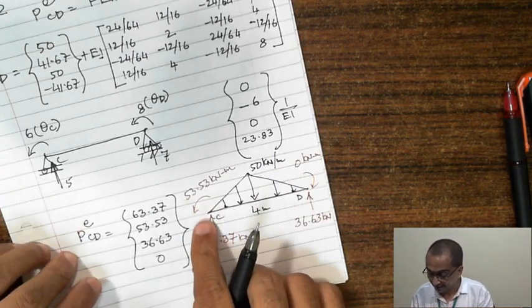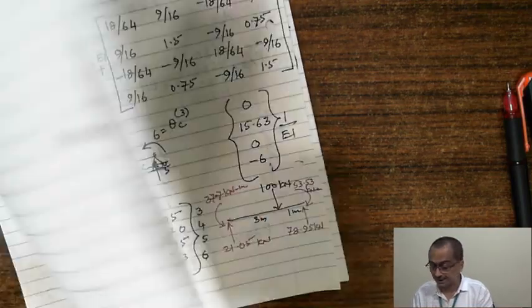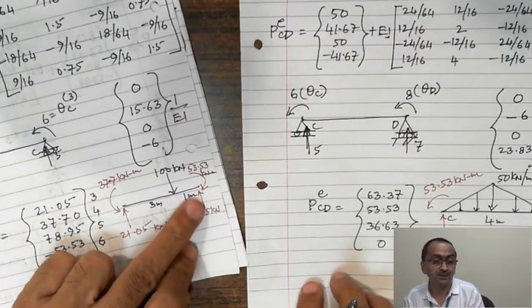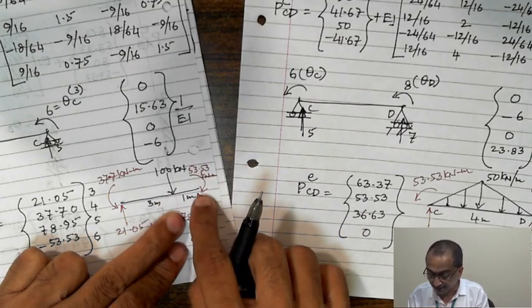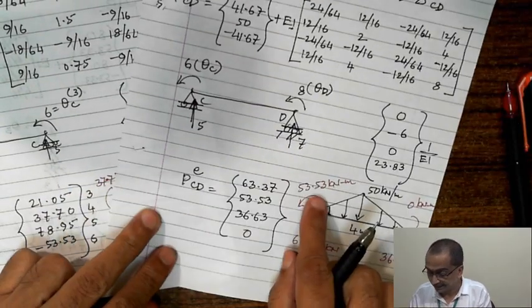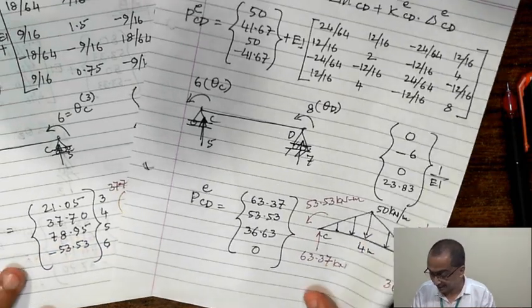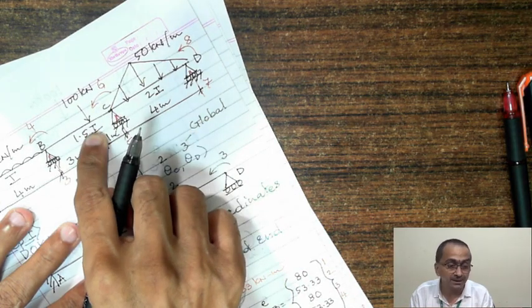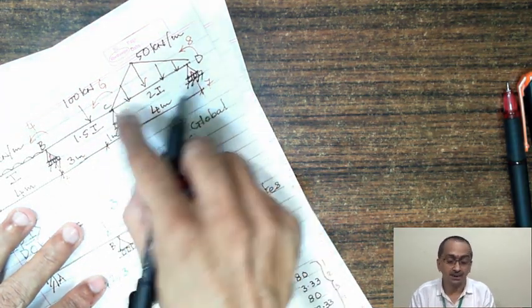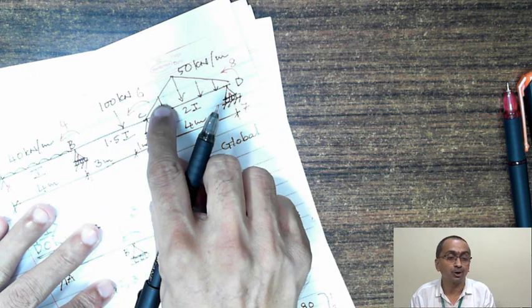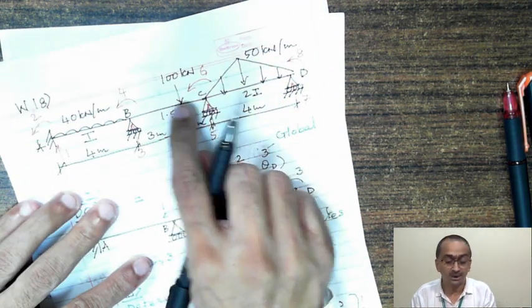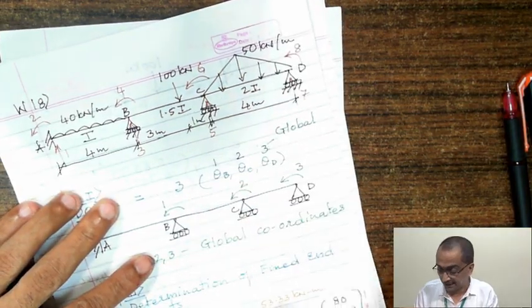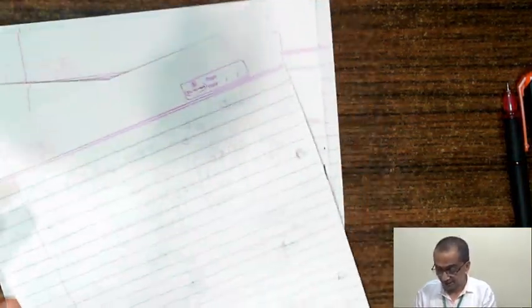Now consider this moment acting in the part CD and moment acting in the part BC. This is the moment acting in the part BC. Moment acting in the part BC is 53.53 clockwise. Moment acting in the part CD is 53.53 anti-clockwise. This means total moment acting at C in the portion CB and in the portion CD, both are equal and opposite. This is what we have seen in our earlier methods of analysis, let it be slope deflection or any other method. This means joint C is balanced. This means our calculations are perfect, right?